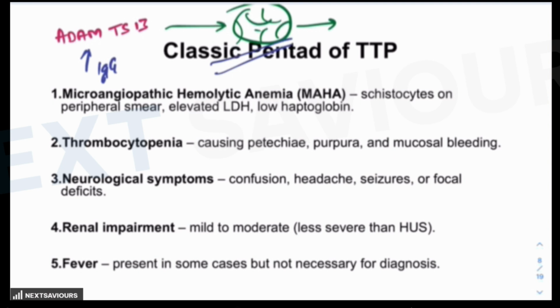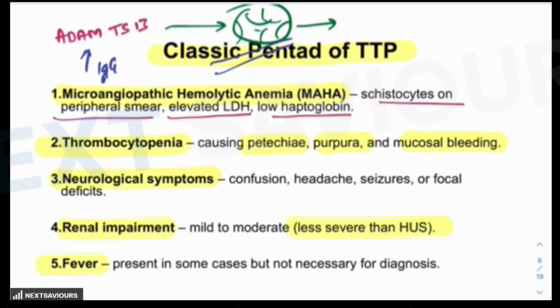So this is the basic pathophysiological mechanism on the basis of which the classical pentad of TTP is recognized. And this will always be provided to you in the question related to that particular topic. The first one is microangiopathic hemolytic anemia features like presence of schistocytes on peripheral smear, elevated LDH, and low haptoglobin. Another one is the thrombocytopenic features like petechiae, purpura, mucosal bleeding. Another important finding would be the neurological symptoms, although it could be mild to moderate, like confusion, headache, seizures, or focal deficits. Renal impairment, which is again mild to moderate, less severe than HUS, on the basis of which it is particularly differentiated from the triad of hemolytic uremic syndrome, and fever.